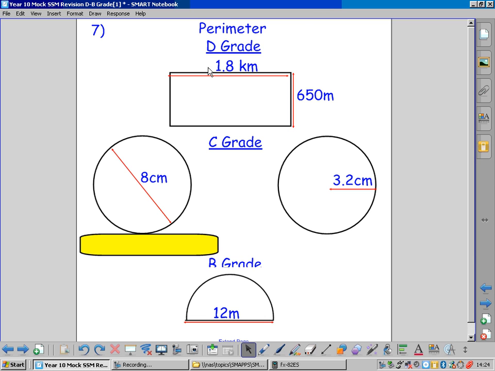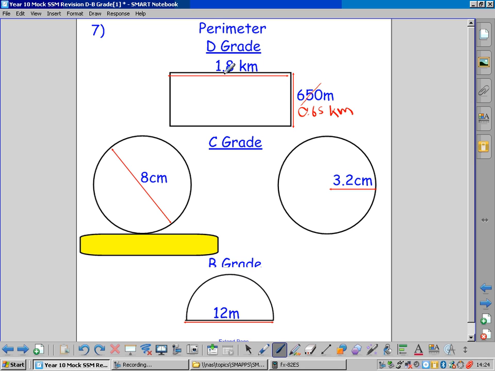The perimeter of a shape is the distance around the outside of it. The perimeter of a rectangle, you need to add up the four sides. In this case, we've been given kilometers and meters, so we would need to convert that to 0.65 kilometers, because there are 1,000 meters in a kilometer, so we divide it by 1,000.